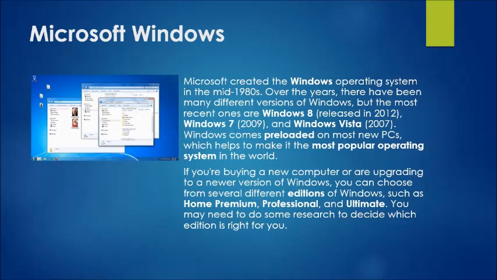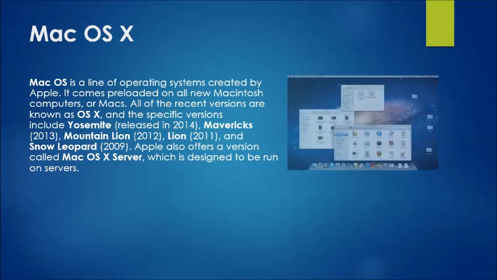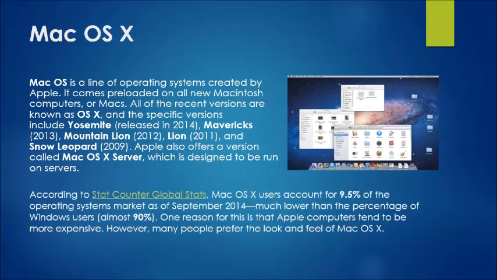The next operating system is Mac OS X. Mac OS is a line of operating systems created by Apple. It comes preloaded on all Macintosh computers, or Macs. All of the recent versions are known as OS X, and the specific versions include Yosemite, released in 2014, Mavericks, 2013, Mountain Lion, 2012, Lion, 2011, and Snow Leopard. Apple also offers a version called Mac OS X Server, which is designed to be run on server computers.